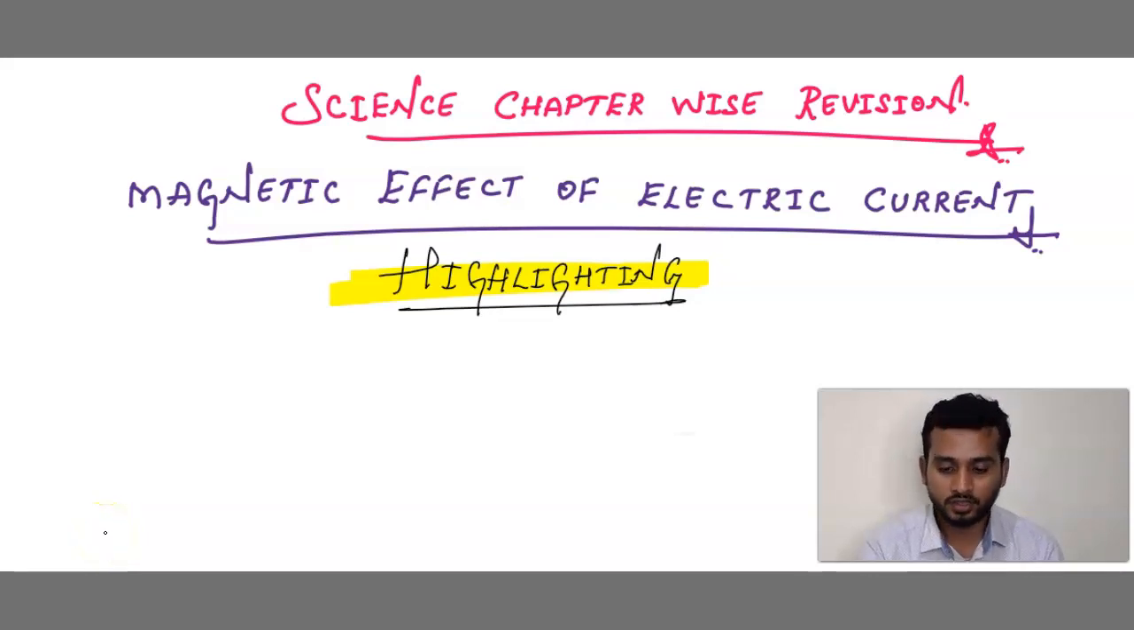Myself Faisal sir here. Dear students, today I am going to discuss the subject science in the topic magnetic effect of electric current. Dear students, in this chapter I am going to highlight the very important questions. Okay, from which areas you can expect the questions. I am just highlighting those areas so that you can give more concentration on those areas. Those are very important questions, children, so you should not miss out those areas.